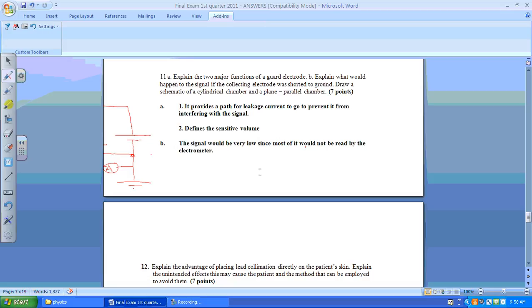What happened to my drawing? I gotta redraw it.